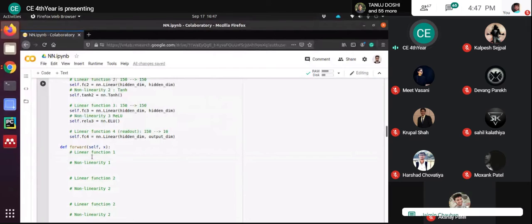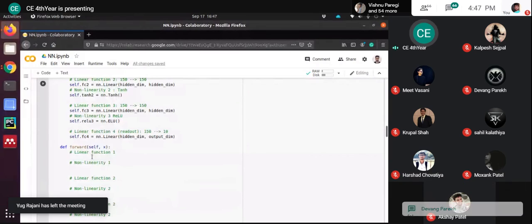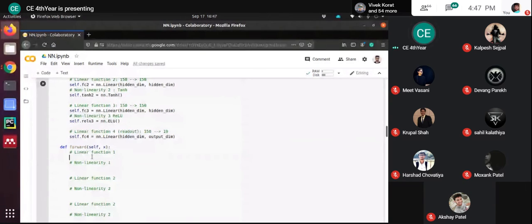So all the layers are ready. Now just the connections are remaining, right? So to FC1, we are supposed to provide this input. So let's say self.fc1, and the input to that FC1 would be X. And let's say the output produced by that will be out.